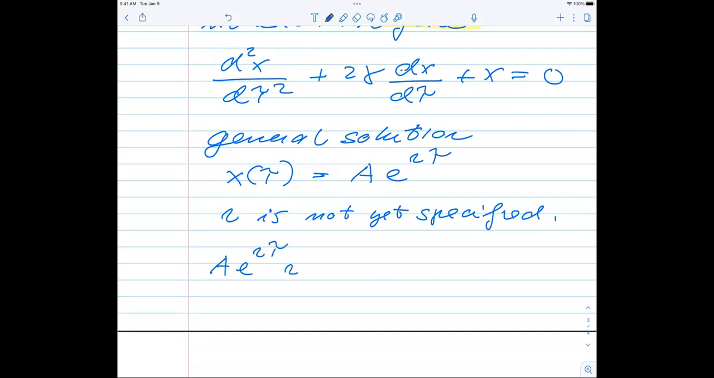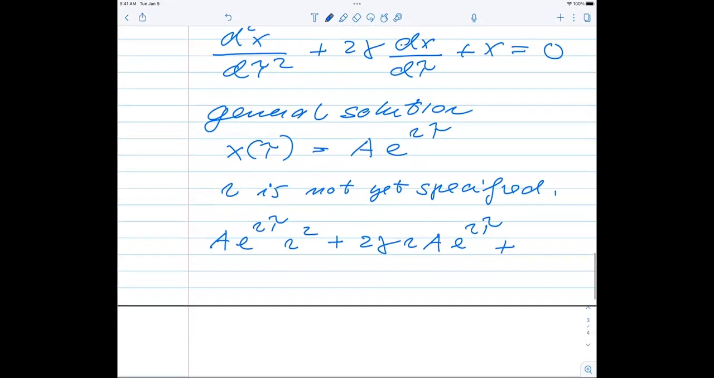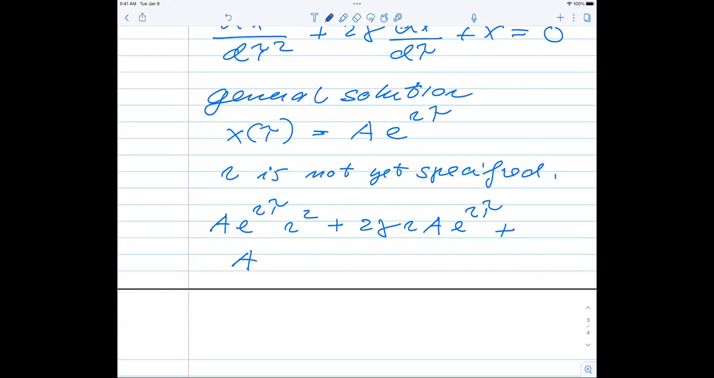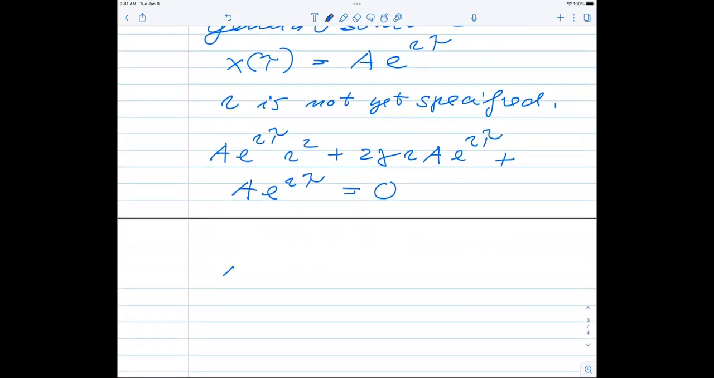And then we are going to get an R squared because this is a second derivative with respect to tau, right? And then we get the next term, which goes like 2 times gamma. And then I get the R multiplied with A times e to the R tau, plus this X term, which is simply e to the R tau. And then we want this to be 0. So this is going to give us an equation if we now assume that e to the R tau is not 0. We're going to get R squared plus 2 gamma R plus 1 equal to 0.